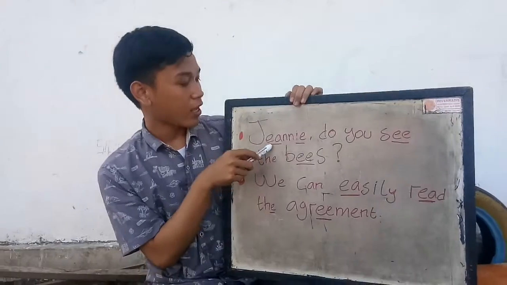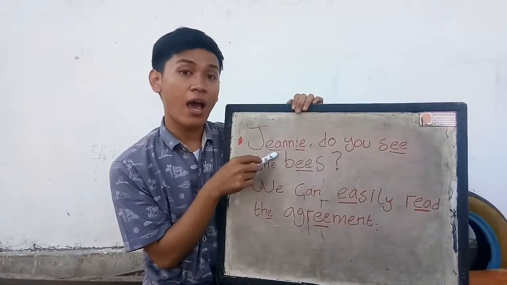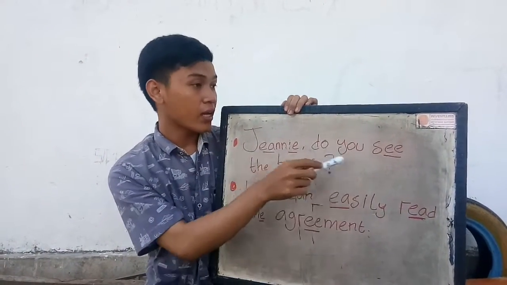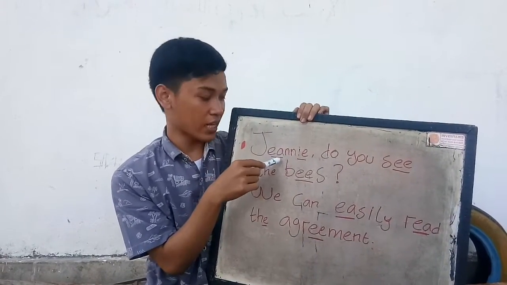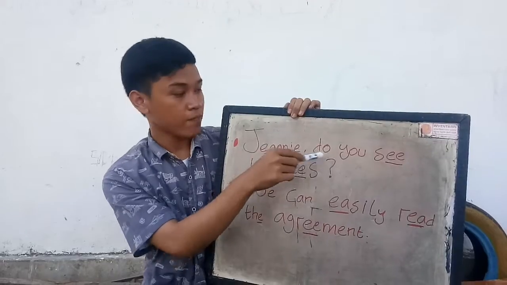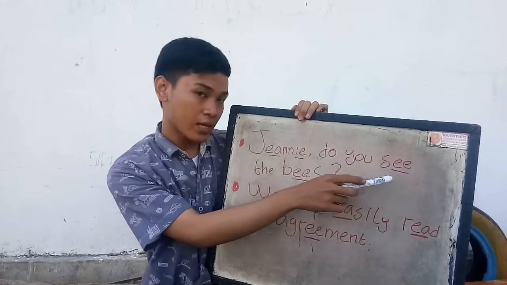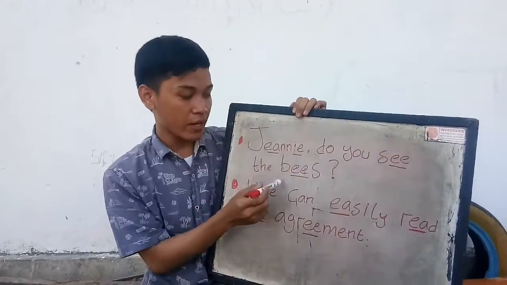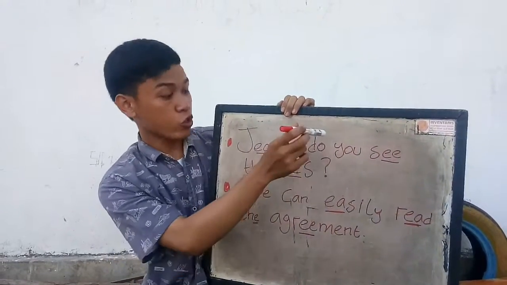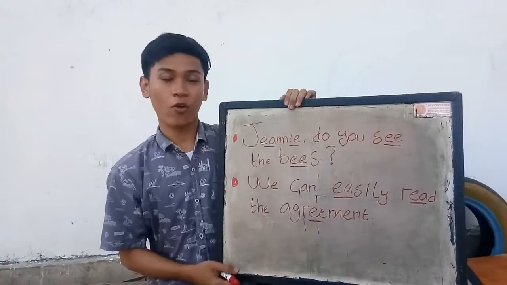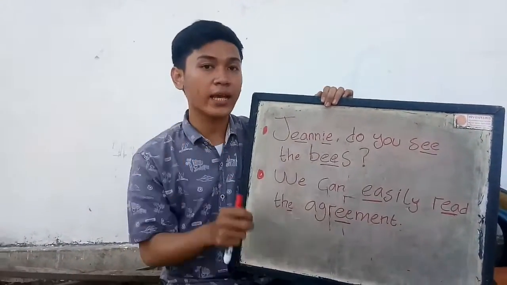Once more. I have underlined the words. It means that this is the E sound. See, it's the E sound, and then bees. So, Ginny, do you see the bees? Then we move to the second example.